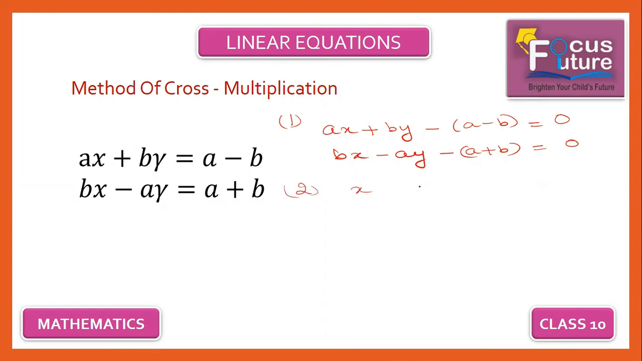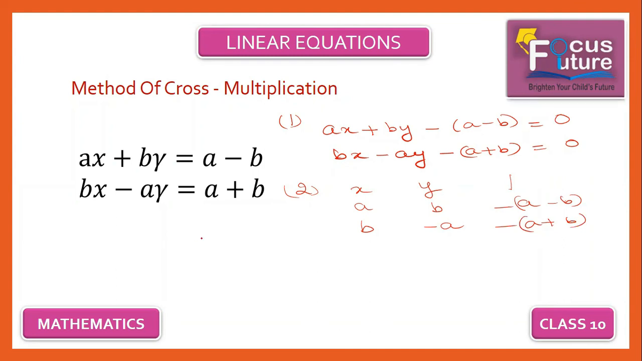all the coefficients of x, y, and 1. So coefficient of x is a in the first equation and b in the second. Coefficient of y is b in the first equation and minus a in the second. Coefficient of 1, the constants, what are they? Constant we have a minus b and minus b plus b, right? So this is our step number 2.